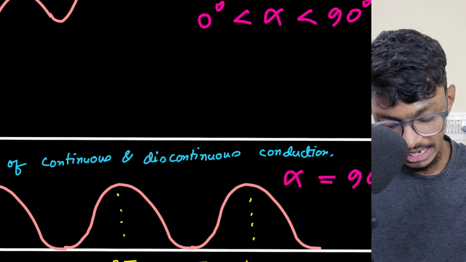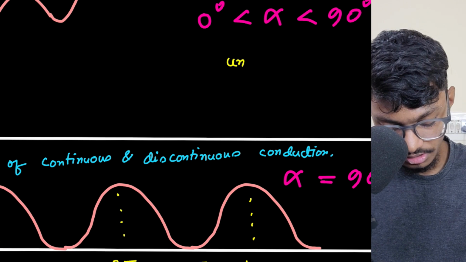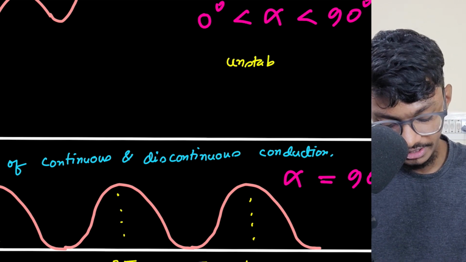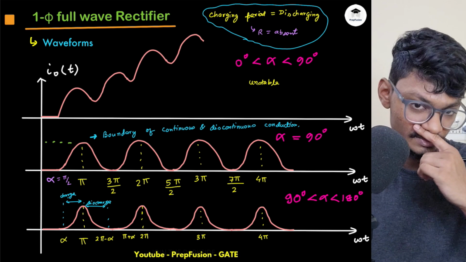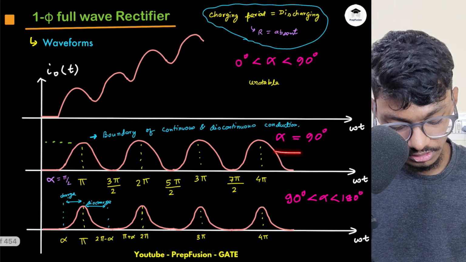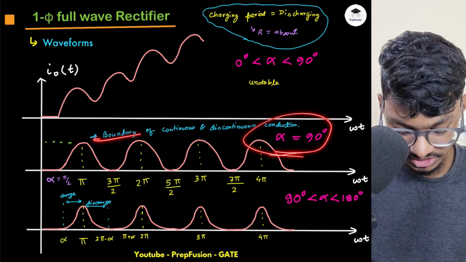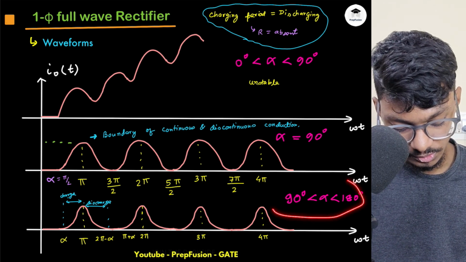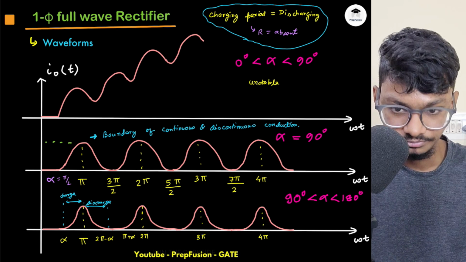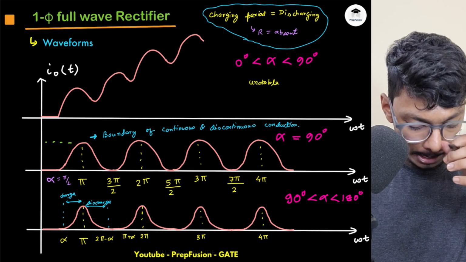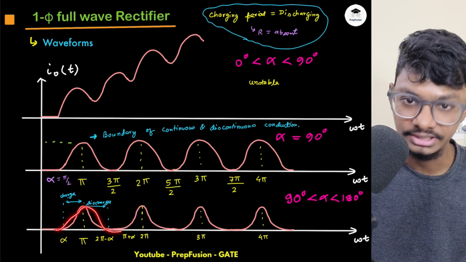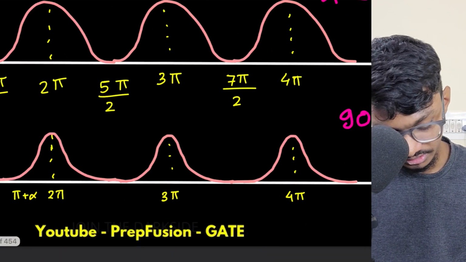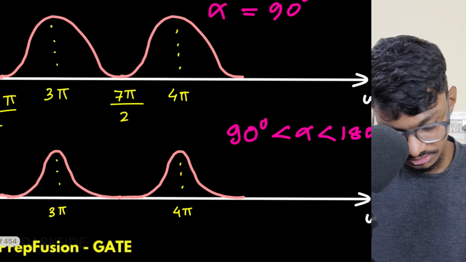So if my alpha is between 0 to 90, the circuit will always be unstable. If my alpha is exactly 90, it will be on the edge boundary of continuous conduction and discontinuous conduction. If my alpha is between 90 to 180, basically it will charge and then discharge. So this will be discontinuous conduction, right?